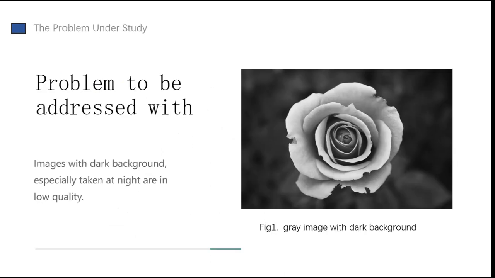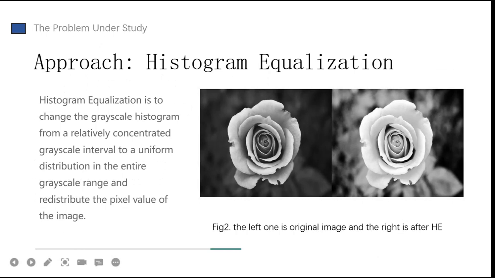The problem to be addressed is that in our daily life, we often encounter situations when the light condition is not that good. For example, when we take photos at night without extra light source, we cannot see the details in the image clearly, like figure 1. We are not able to see the details in the flower, so we need to develop methods to cope with this problem. And my approach is histogram equalization.